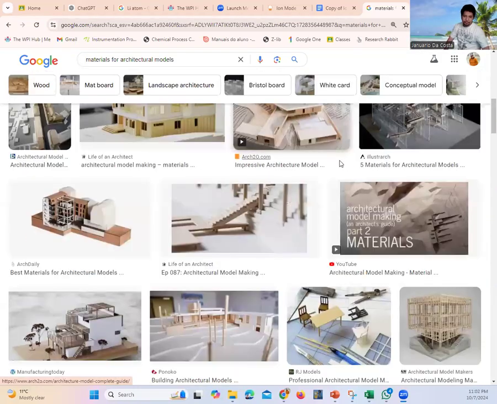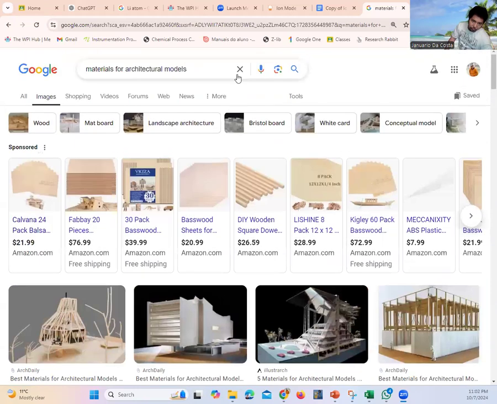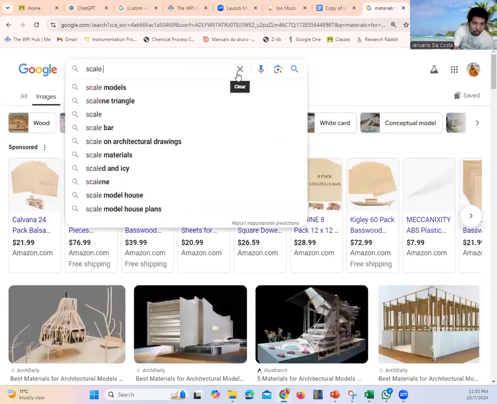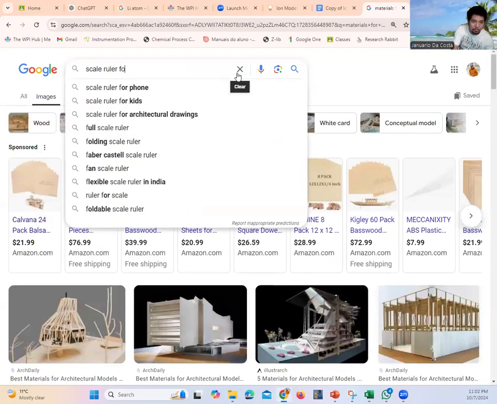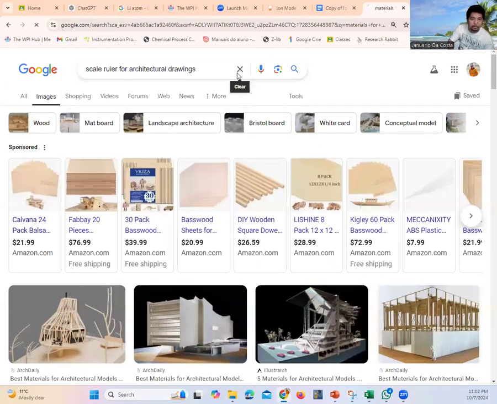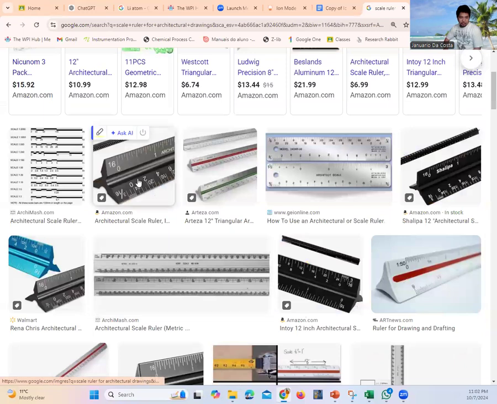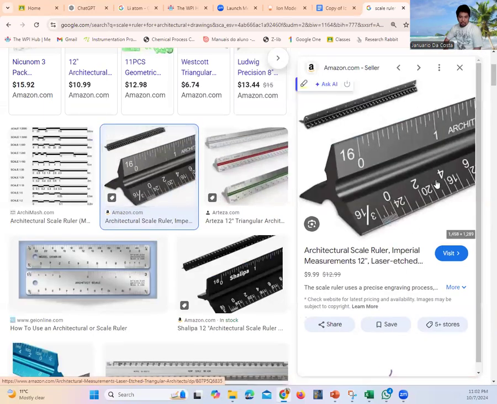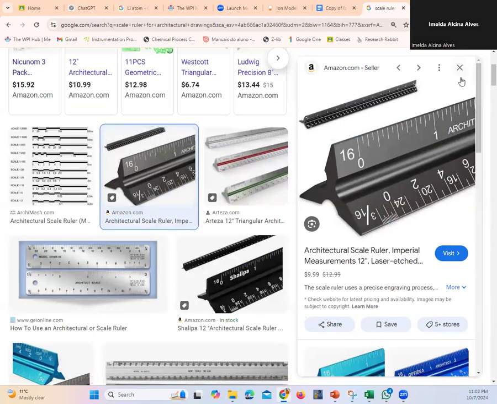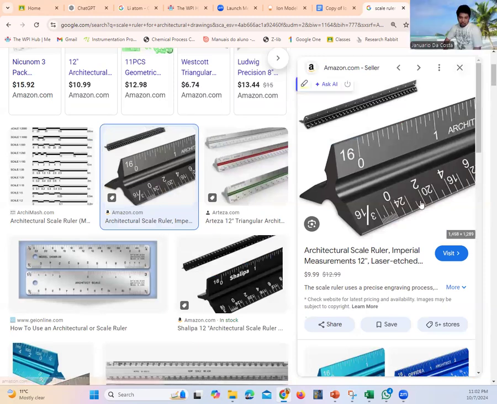Scale ruler. Yes, this is a scale ruler for architectural drawing. Then there is a triangle.